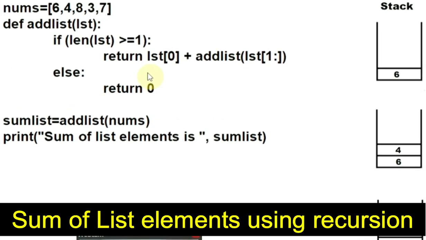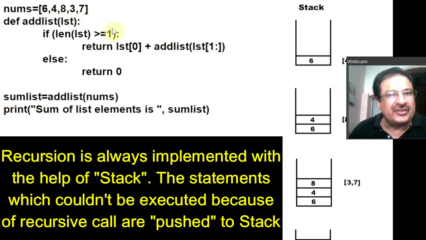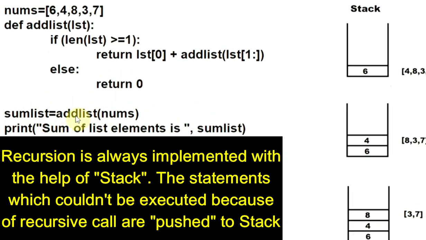This program is adding the list elements using recursive function call. This nums is a global variable which is a list having 5 elements. You want the sum of these elements using recursion, right? So we will come over here in the main function.